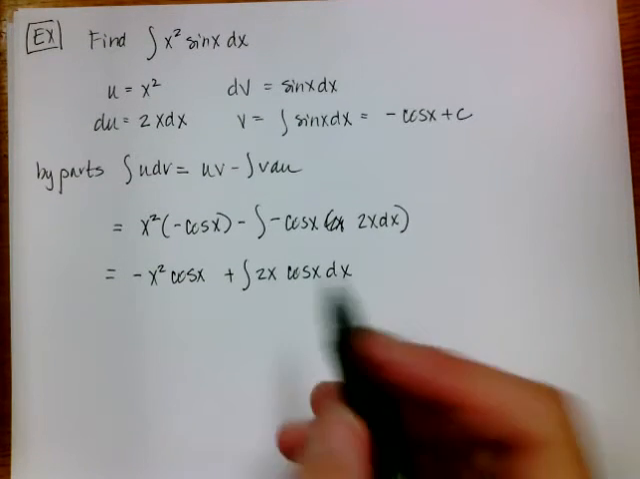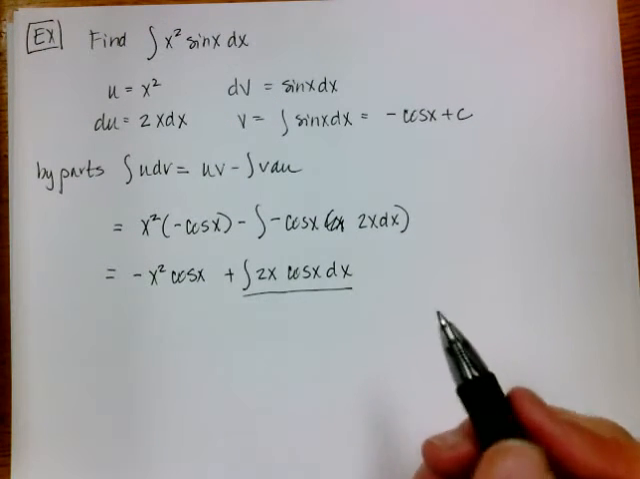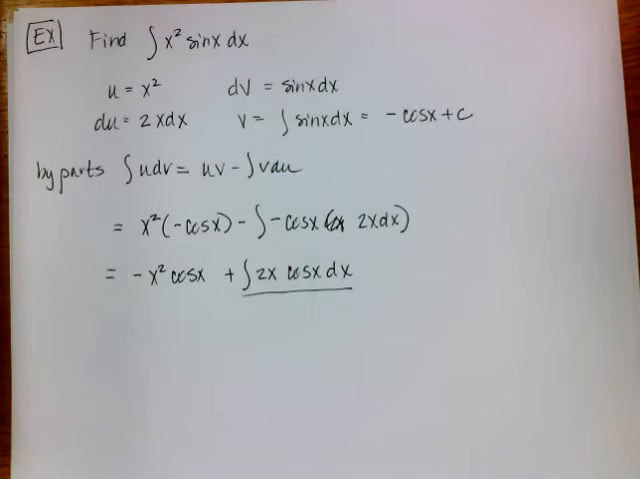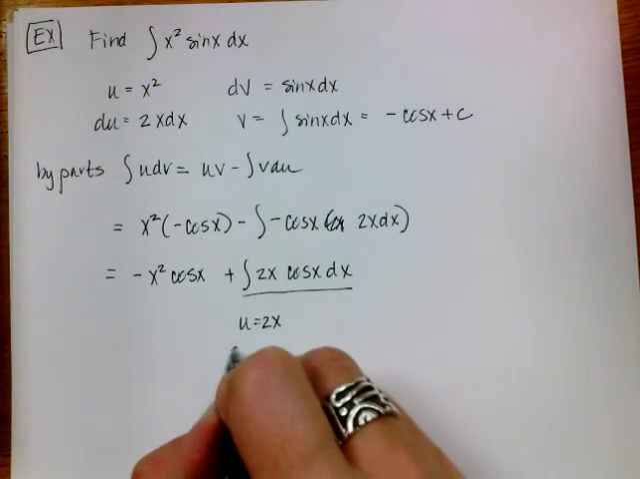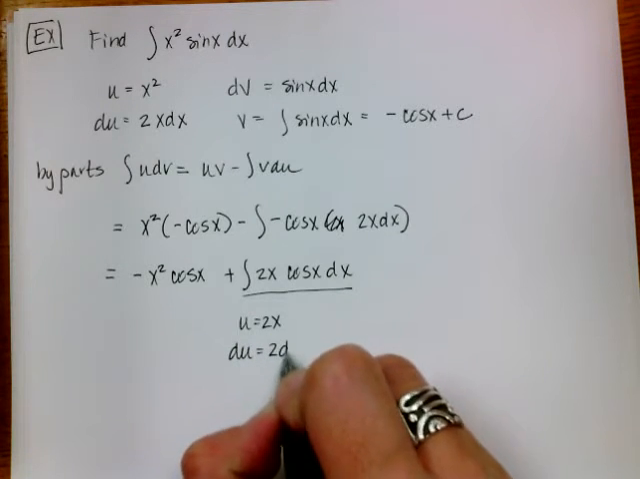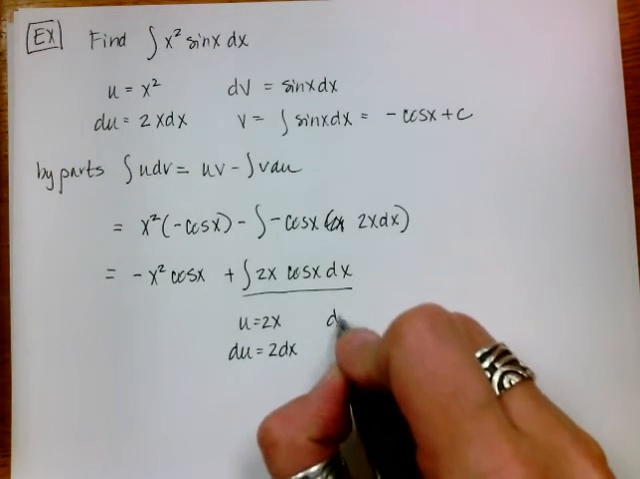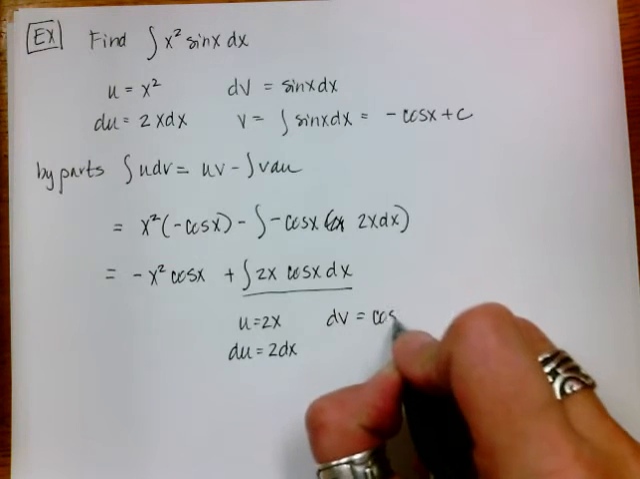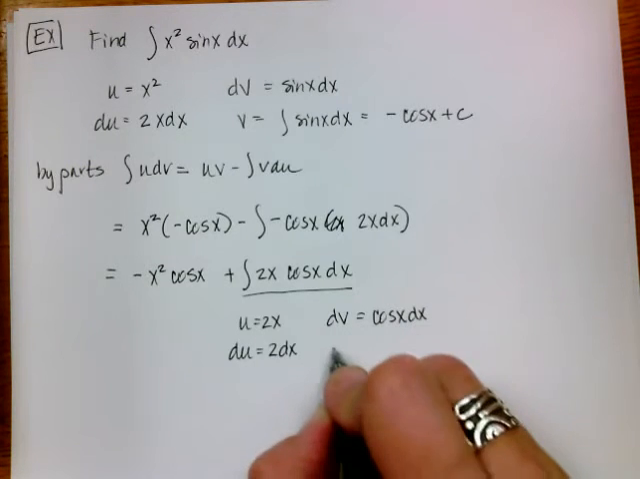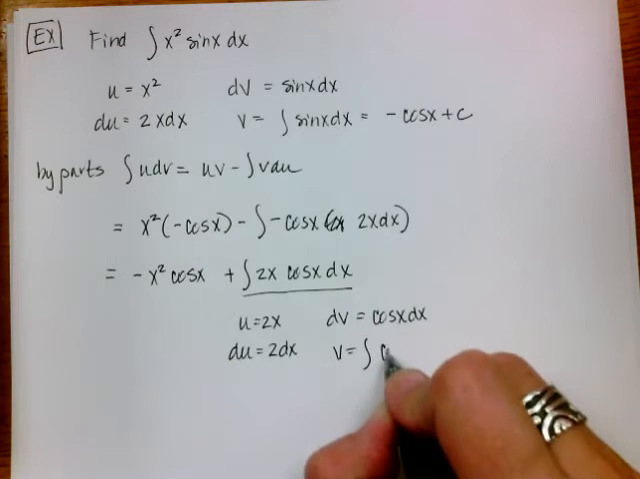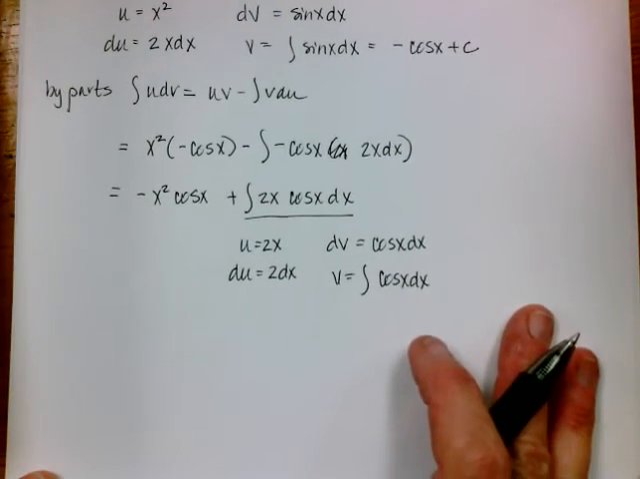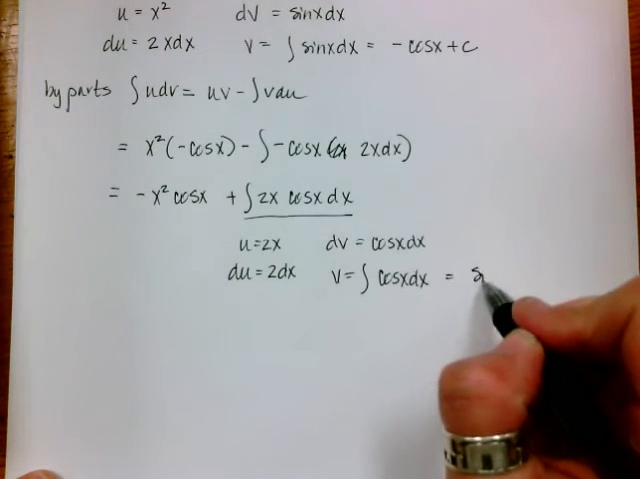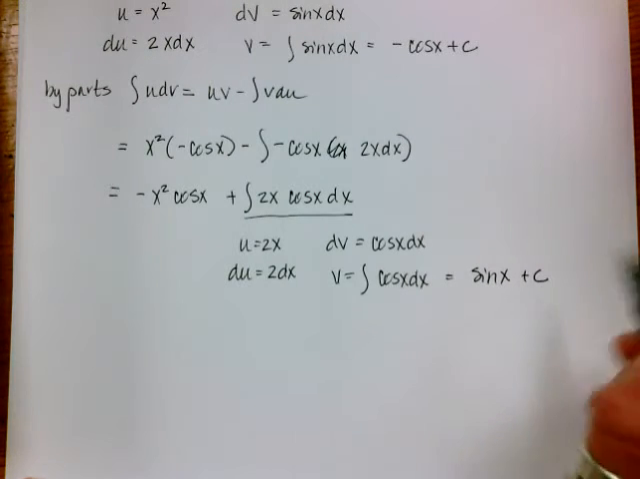Well, if you notice, we have another integration by parts, okay? So now we're going to do it again. So this time I'm going to let u equal 2x, du is 2 dx, so that means that dv is the cosine of x dx, so v is the integral of the cosine of x dx, okay? Whew. And this is the sine of x, technically, plus c.